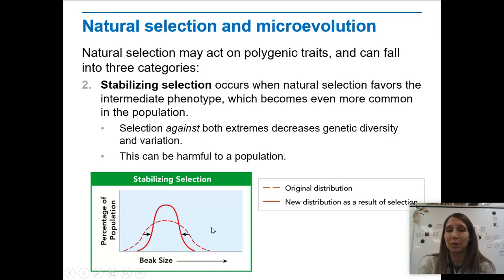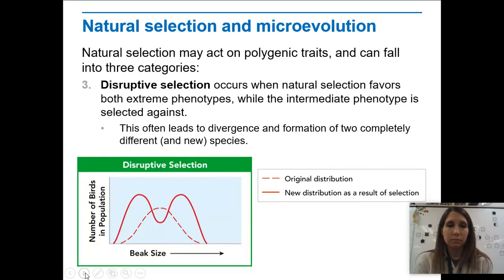But if there's a drought, we don't have nearly as many individuals here that can adapt and survive and then pass down those genes to their offspring. So this can be dangerous because it's actually decreasing variation in a population. Okay. Disruptive selection is the opposite of stabilizing.